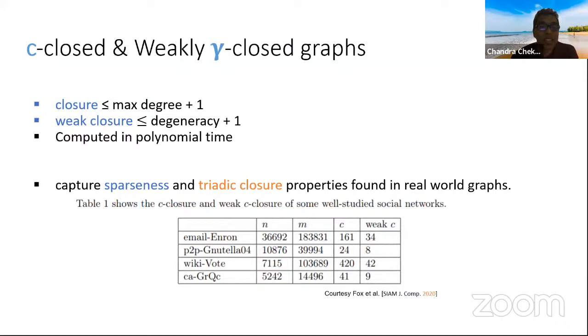It could be. The FPT result is interesting if you believe that the parameter of interest here, the dominating set, is small. If it is big, then FPT doesn't really help. Yeah, that's true. But if you see degenerate graphs, dominating set for degenerate graphs has been studied with parameters D and K, and weak closure is never more than the degeneracy. So because FPT algorithms have been studied with D and K as parameters, it's interesting to study with weak closure.